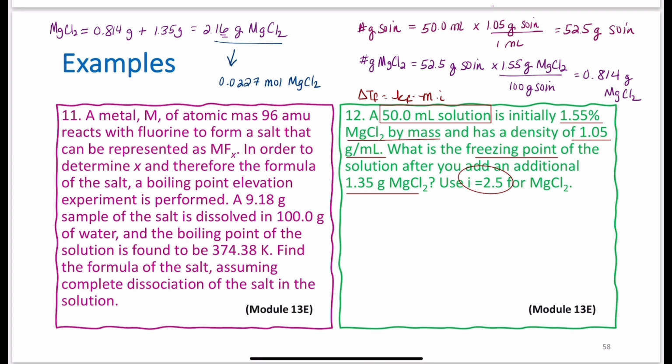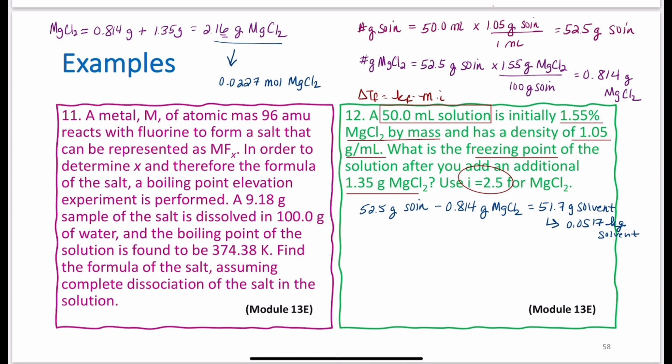I also need the grams of solvent in the solution because, well, that's how we solve the problem, right? Molality is moles of solute over kilograms of solvent. I know I started with 52.5 grams of solution, and I know initially that solution contained 0.814 grams magnesium chloride. I'm not going to subtract the whole amount because I added that 1.35 grams after the fact, which means I have 51.7 grams of solvent, which gives me 0.0517 kilograms of solvent.